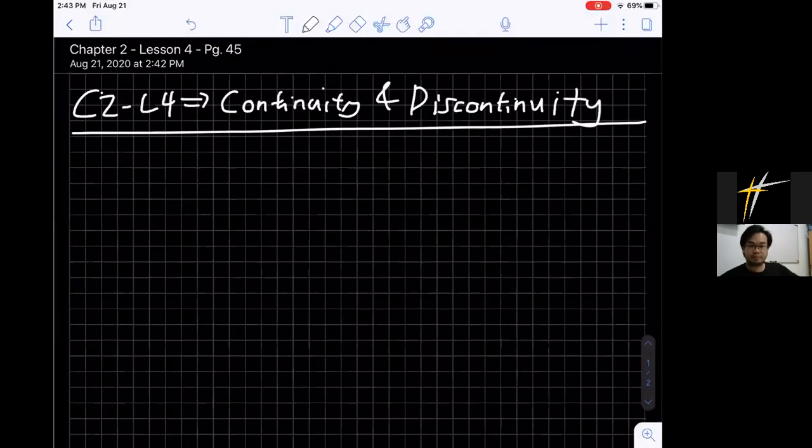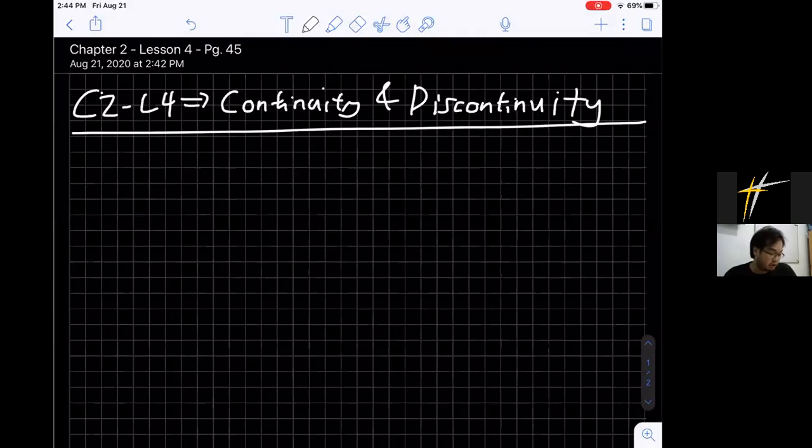Okay, good morning. So we're going to continue to the next lesson, which is about continuity and discontinuity. You can open your book, page 45. Open your book, page 45. Continuity and discontinuity is a property of a function that you should be able to determine too.